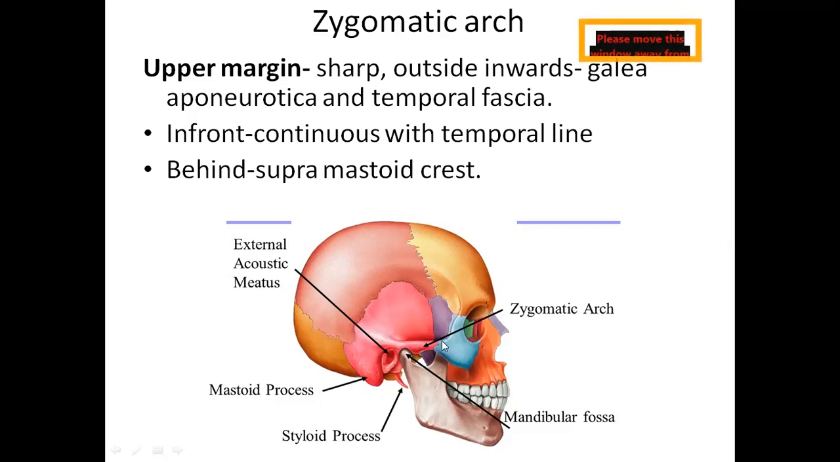This upper margin is continuous with the temporal line. See, this is the continuity. Behind, the upper margin is in continuation with the supramastoid crest. This is the mastoid process and this area is the supramastoid crest. If you have skull bones in your hand, try to appreciate. If not, don't panic. There is nothing wrong if you forget a few points. Just for your knowledge, you should try to learn these things.